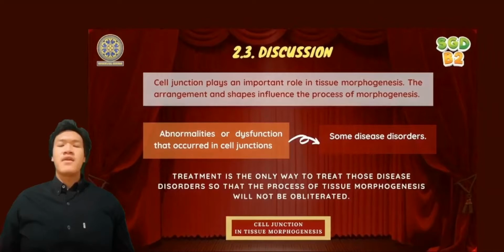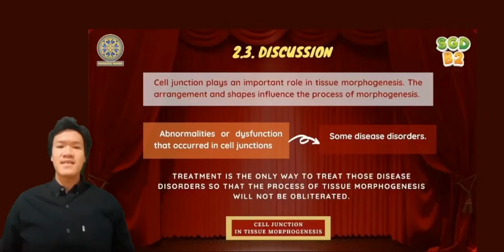Now I'll talk about our discussion. Based on the analysis that we have done about cell junction in tissue morphogenesis, we have found that cell junction plays an important role in the process of tissue morphogenesis. They are related to each other and can't be separated. Cell junctions are present mostly in epithelial tissues and are responsible for the interaction of cells and shape forming. It is proven by research where the physical basis of those interactions became clear when tested by electron micrograph.